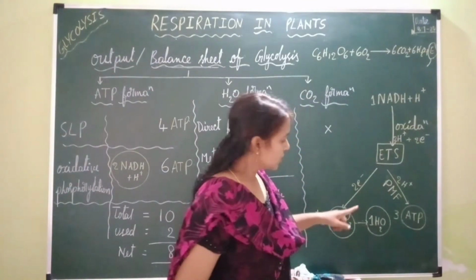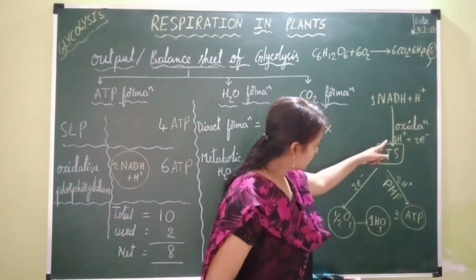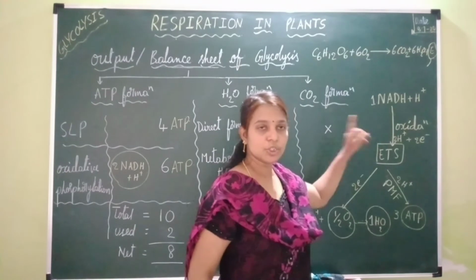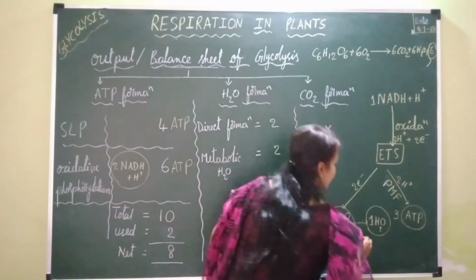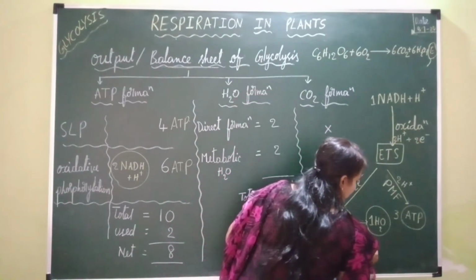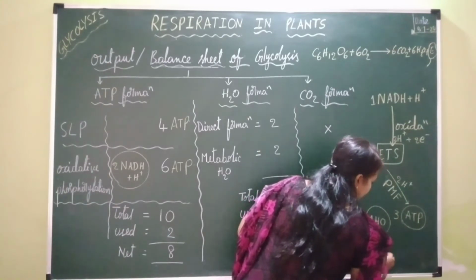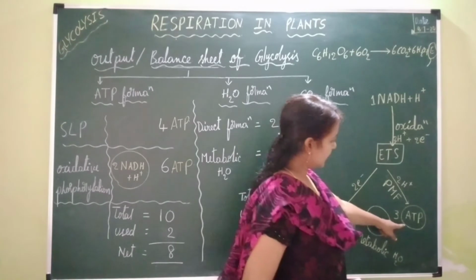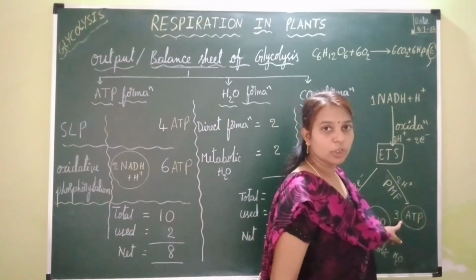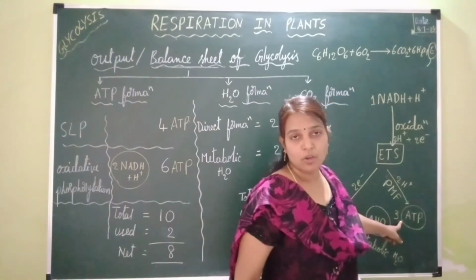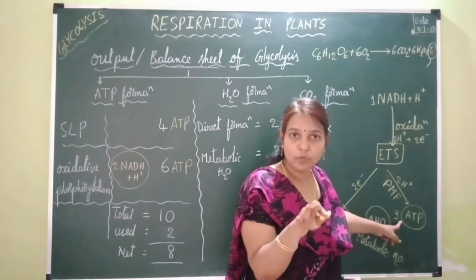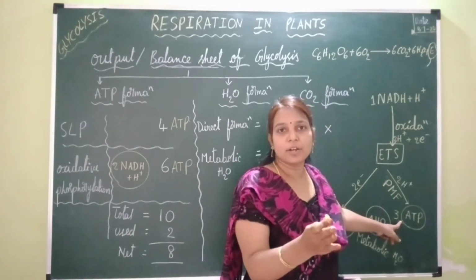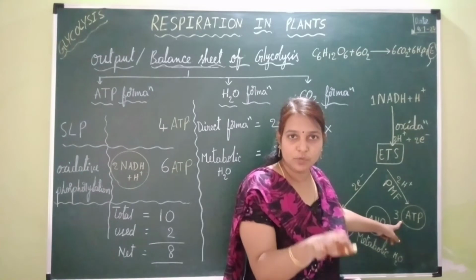So this water molecule, which is formed through this metabolic pathway by the oxidation of NADH2, is called metabolic water. Whereas these three ATPs are formed by what? Oxidative phosphorylation. What is phosphorylation? Synthesis of ATP from ADP and inorganic phosphate is called phosphorylation.